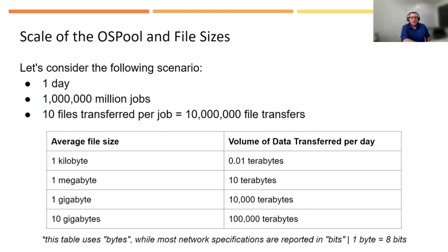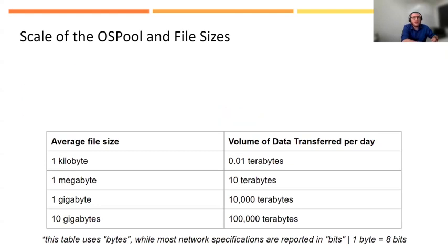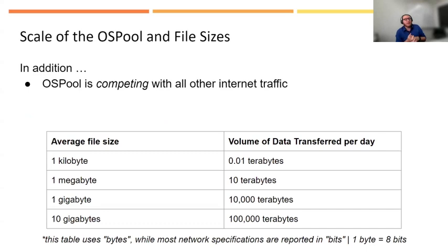Okay, so depending on the size of the files, the volume of traffic of data flow on the OSPool can be very large. 100 petabytes is not a drop in the bucket here. And on top of this, this network traffic is competing with all other network traffic. So everyone who's streaming their Netflix, everyone who's streaming their Amazon TV shows, whatever they're watching, as well as businesses, corporations, all of their data flow. The era of big data is now, and that's a lot of internet traffic.